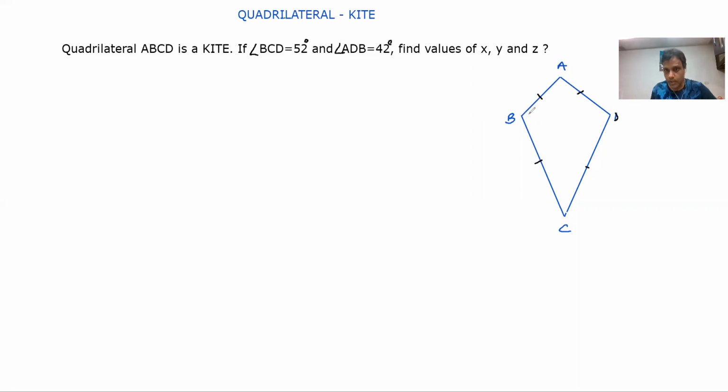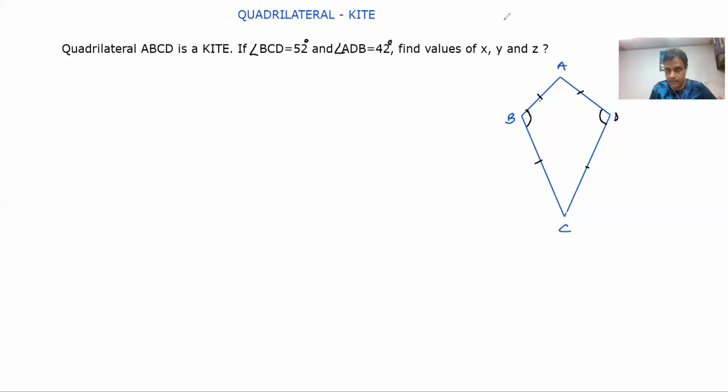What is the second property? The angle between the two unequal sides, this side and this side, which are unequal, is equal to the exactly opposite angle, right? Very important. So angle ABC is equal to angle ADC.